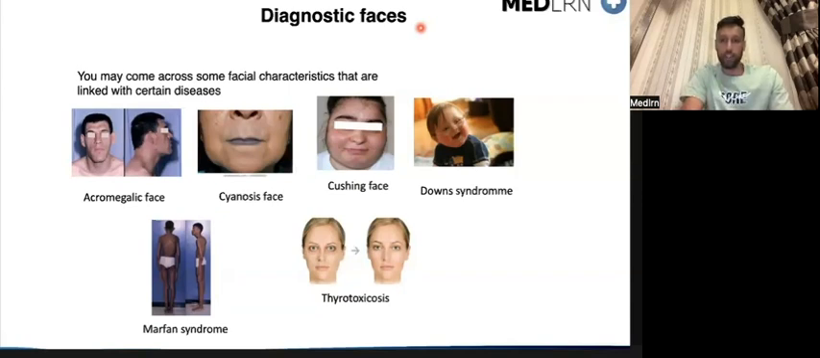Color. Good. What else? Rash, sweatiness. What about looking for paleness in the face? What about anemias? What about jaundice? How would I look for jaundice in somebody's face? Where would I look for jaundice?